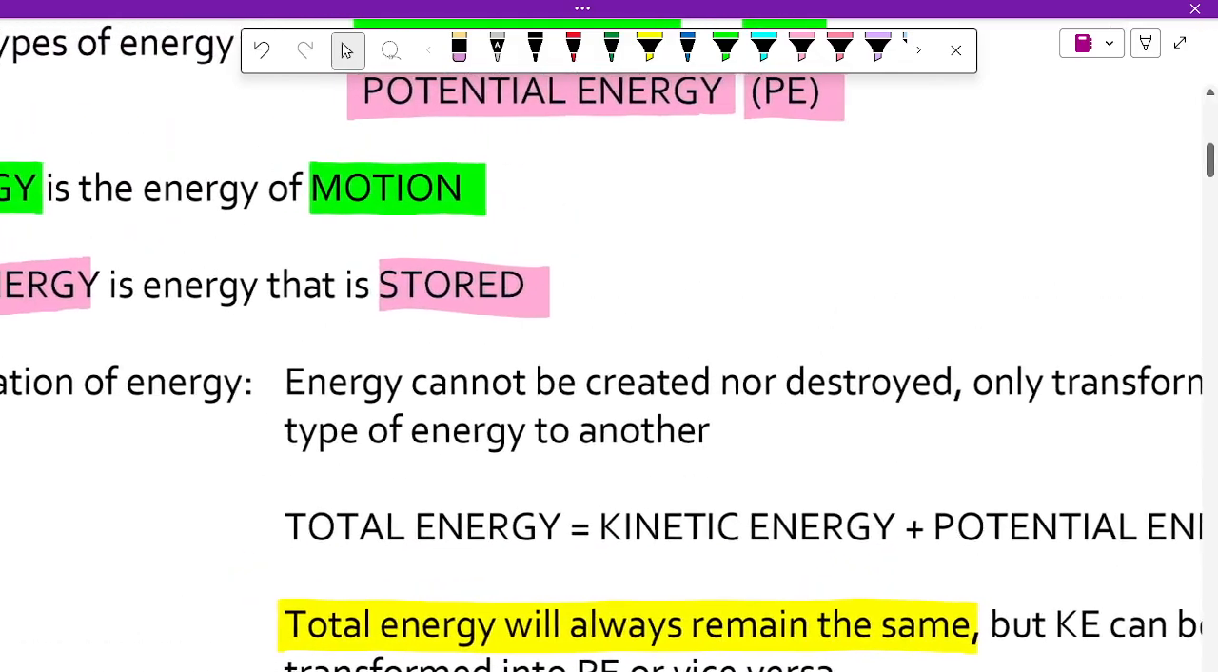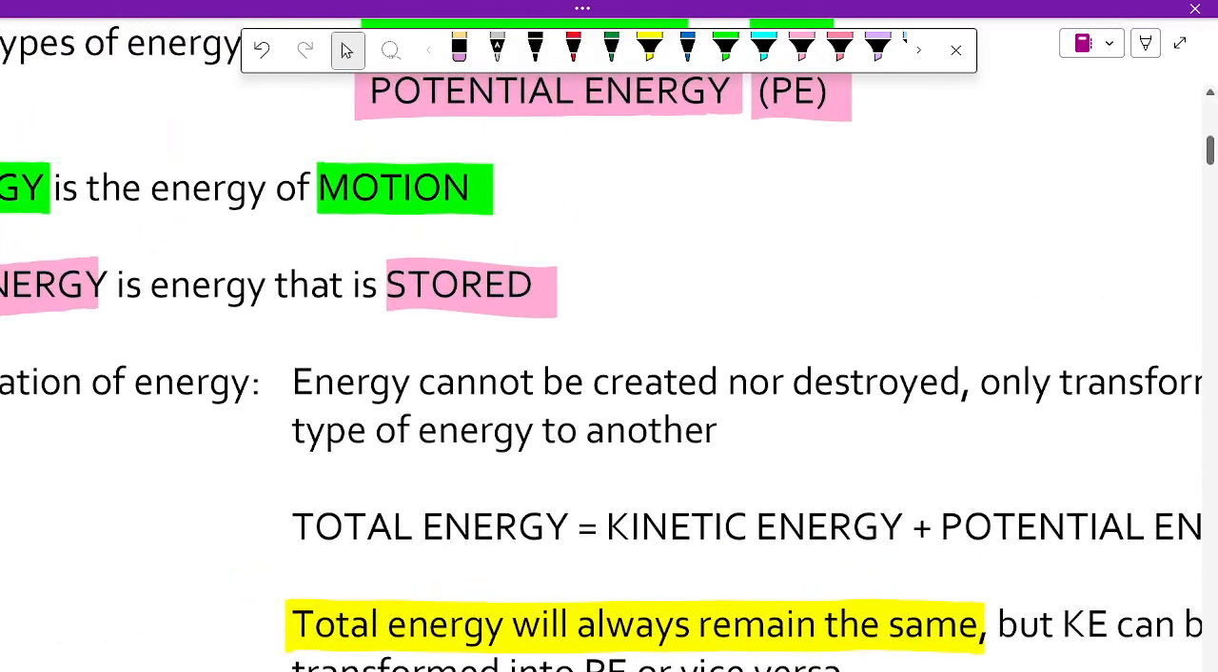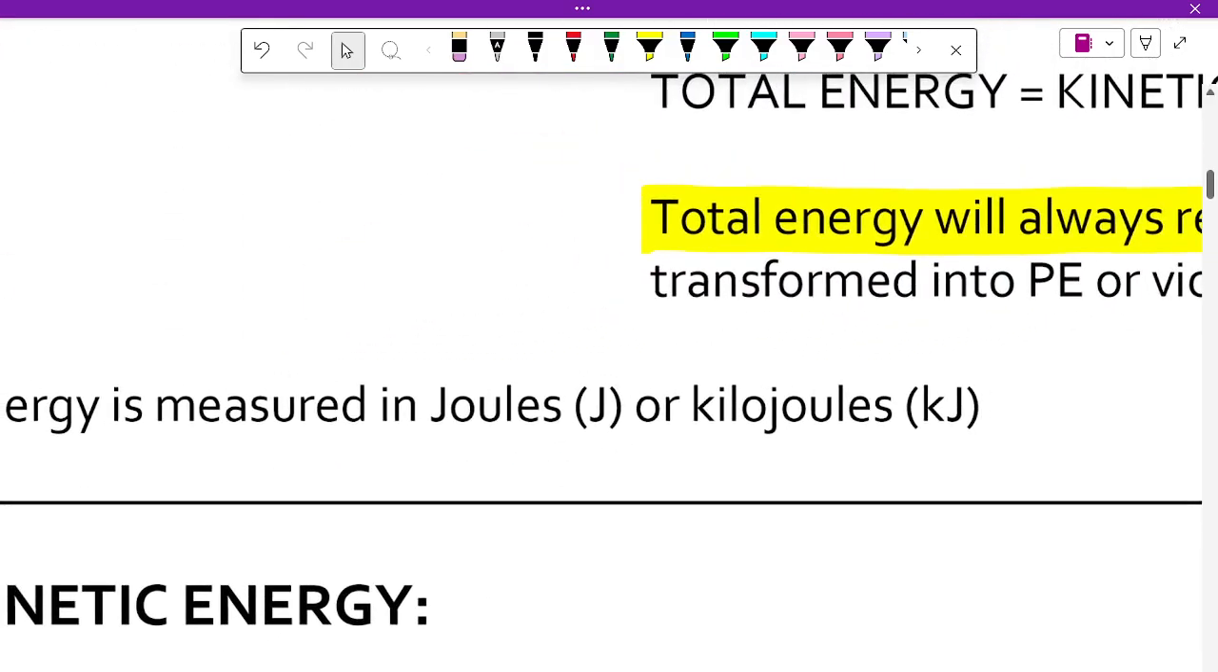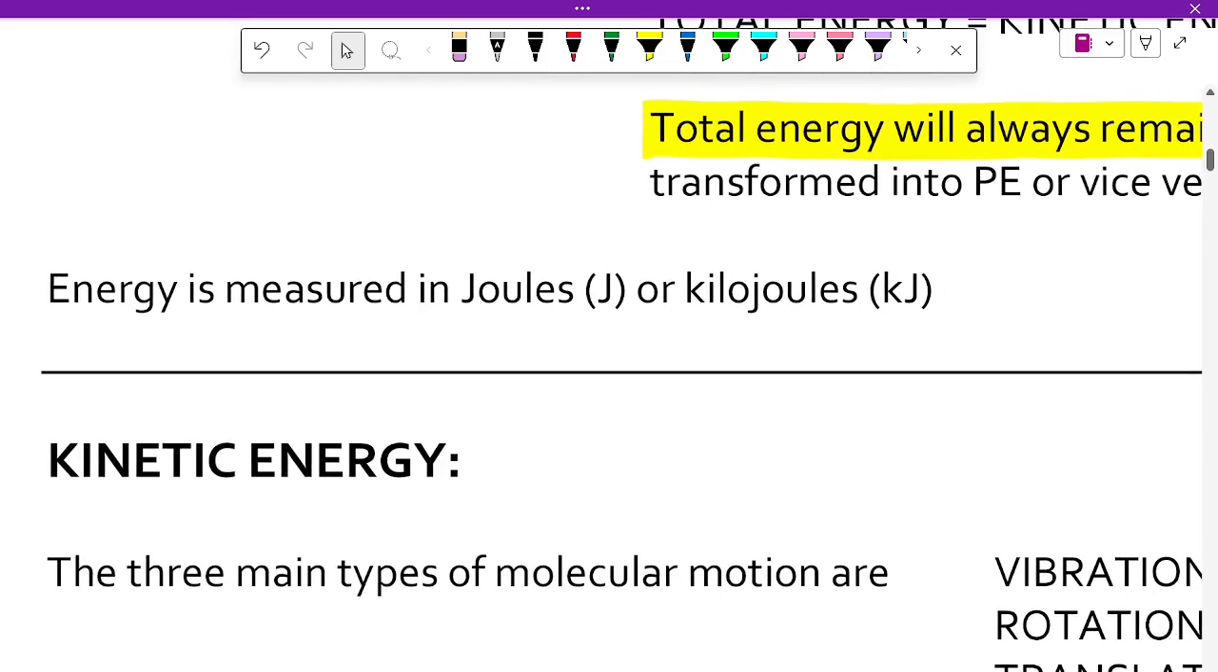What is the unit of energy? What do we measure it in? Joules, okay? So it's either joules or kilojoules. We often use kilojoules in chemistry. So kinetic energy in chemistry, we are mostly talking about the motion of molecules.